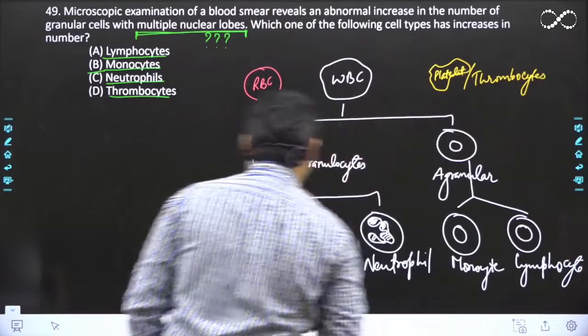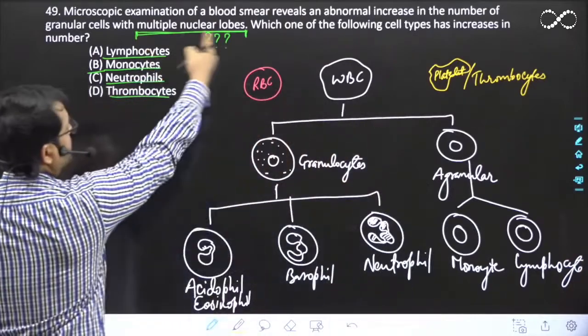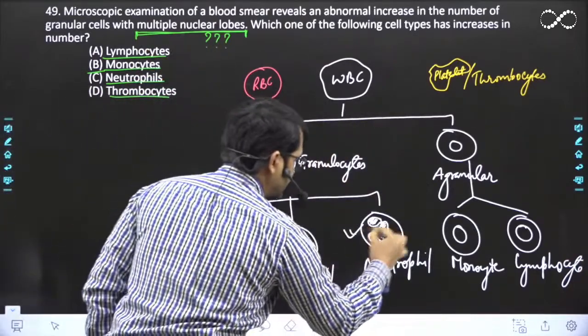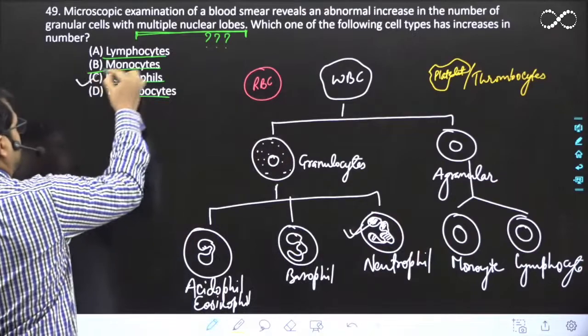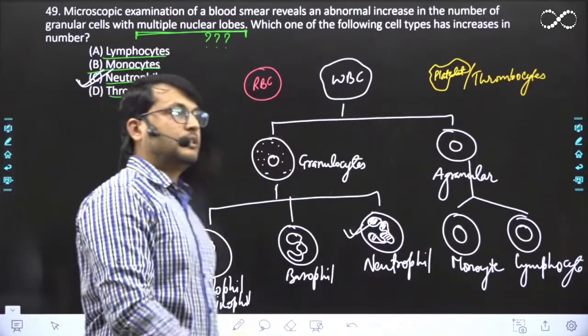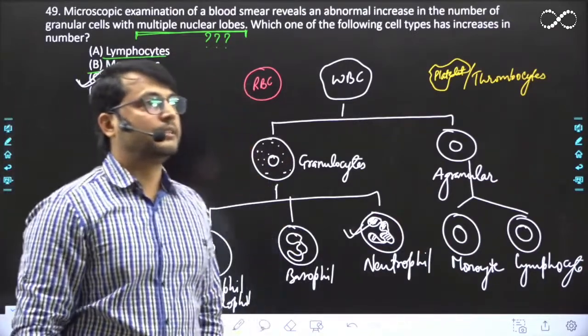Now the answer is clear, right? Multiple nuclear lobes, where do you find? In case of neutrophils. The correct answer is neutrophils, not B. Great.